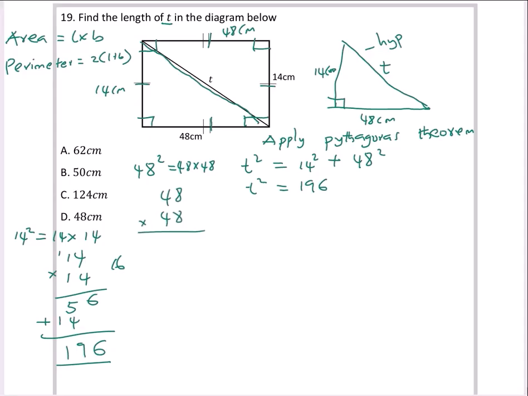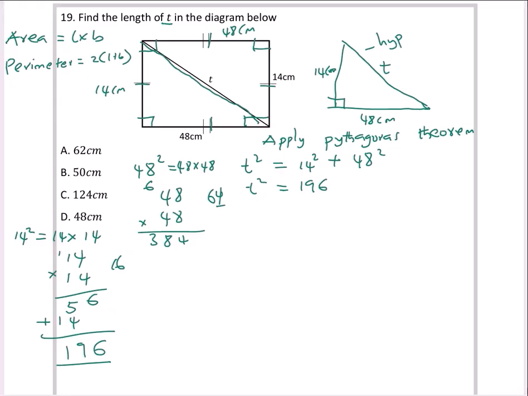Let's multiply them. 8 times 8 is 64. So write 4 carry 6. 8 times 4 is 32. 32 plus 6 should be 38. Don't mind me. So this is 38. Okay, let's go to the next one. I like to count with my fingers. I just like that. I enjoy doing that.